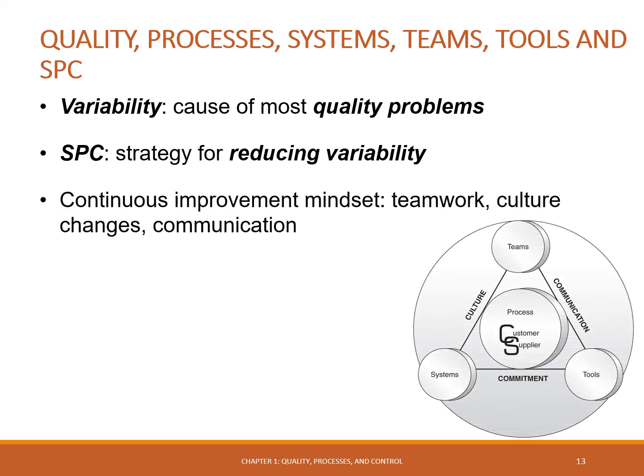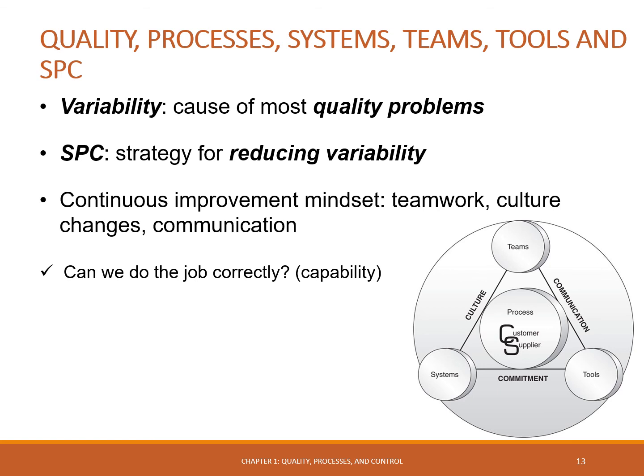Also, we can see that reducing variability through the appropriate control strategy is not enough. SPC requires that the process should be improved continually by reducing its variability. This requires the implementation of a continuous improvement mindset through a proper quality policy, which will provide the environment for teamwork, cultural changes, and improved communication inside the organization.